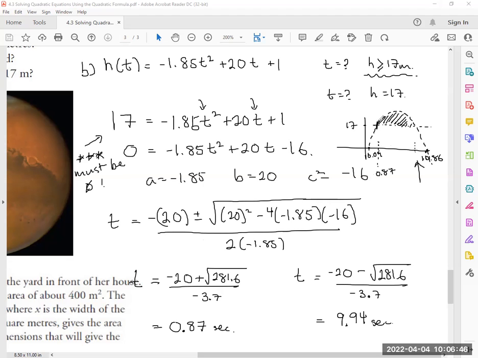How would you do that? If I hit 17 at 0.87, and I get under 17 at 9.94, then the amount of time in between is 9.94 minus 0.87, which is 9.07 seconds. So the ball will be up here for a little over 9 seconds before falling back down.